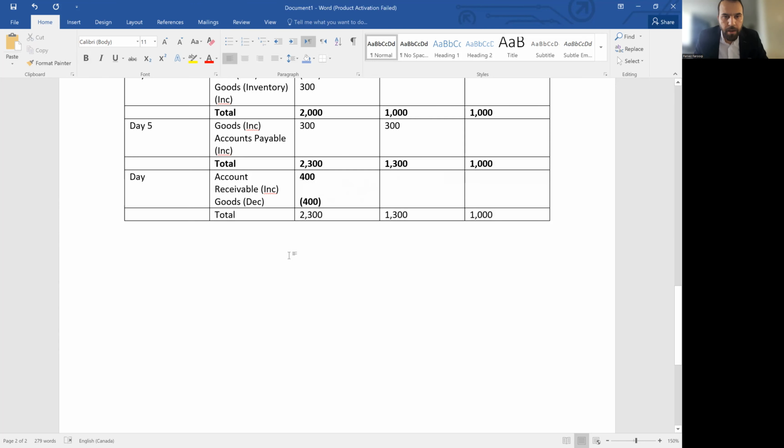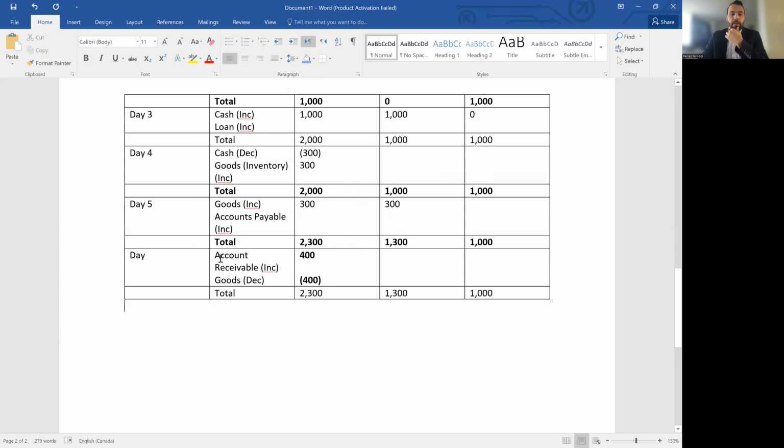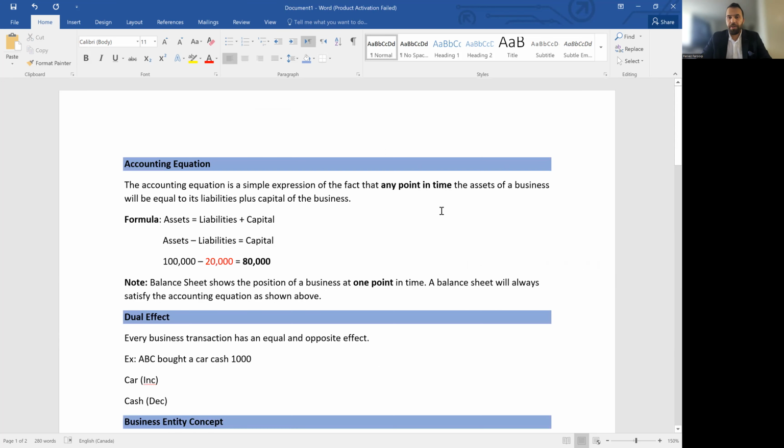So this is the end of the question. What does it mean now? In day 5, right now in this business, the total assets we have is 2,300. In this business, this 1,300 belongs to somebody else, lenders. And this 1,000 belongs to the owners or the shareholders. So our net investment or the residual interest of the owners or the shareholders in the business is 1,000. So this shows the financial position of the business at any point in time.